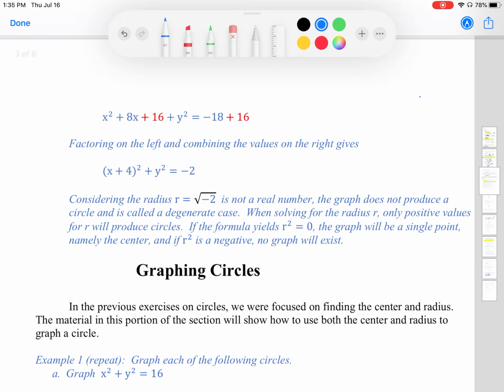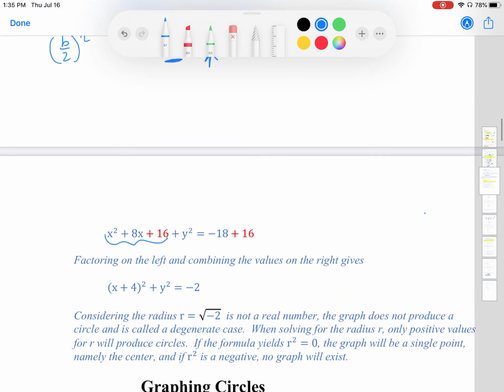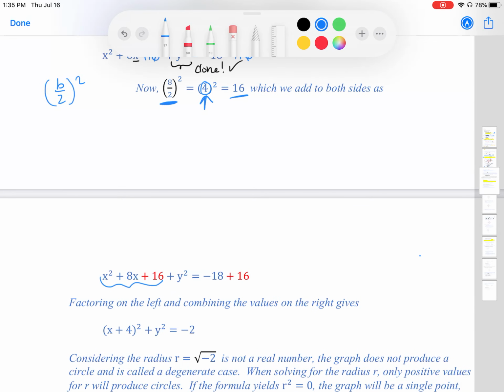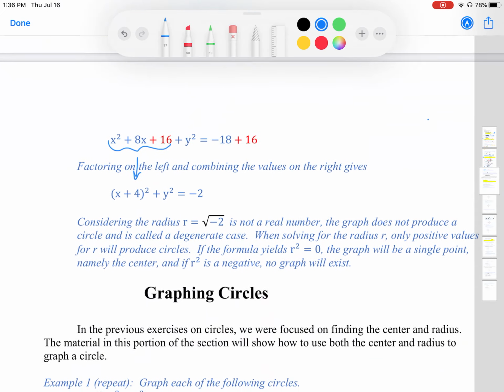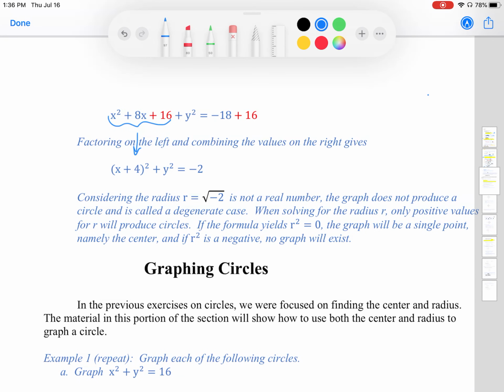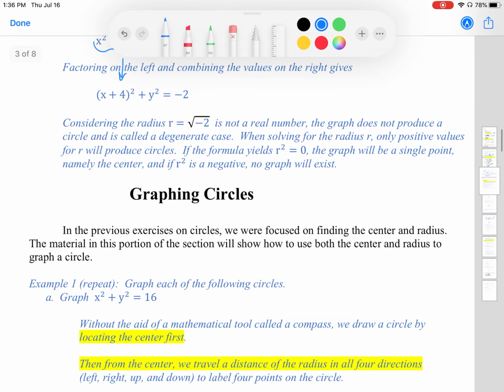We show our work here, and now we complete the square. And it always ends up being the number you have right before you square it. So right before we squared it, we have positive 4. So I know I should have x plus 4 squared, such as we have here once we factor. All right, and on our right side of our equation, we have negative 18 plus 16 gives us negative 2. All right, when I take the square root of negative 2, it's not a real number. We get an i. The graph does not produce a circle and is called a degenerate case.